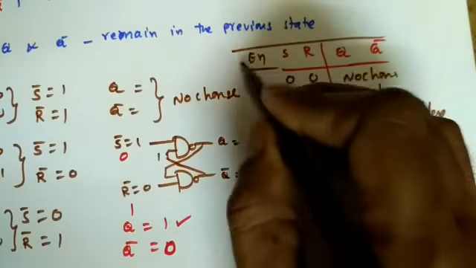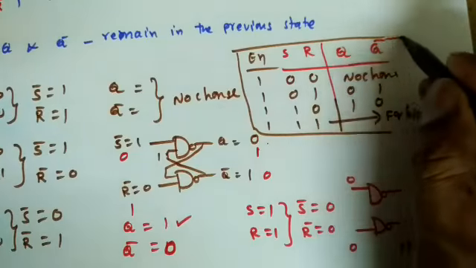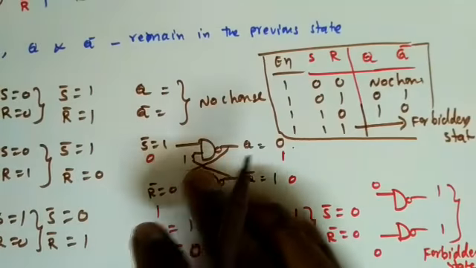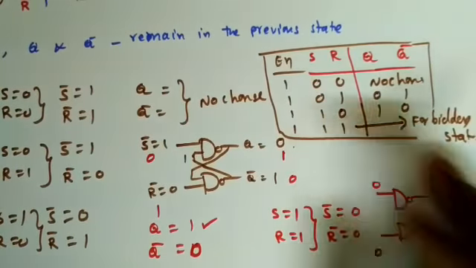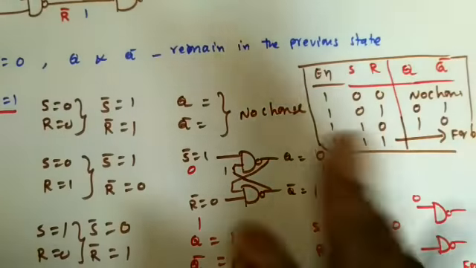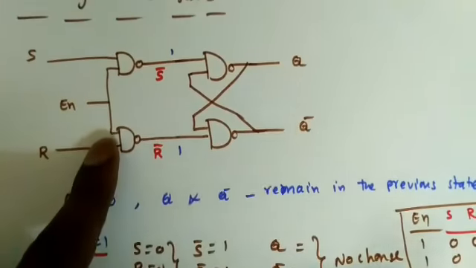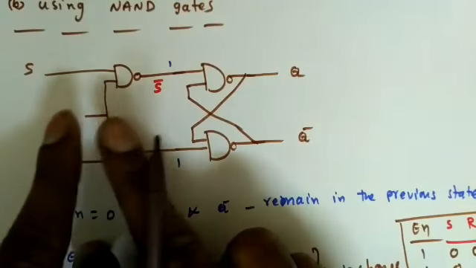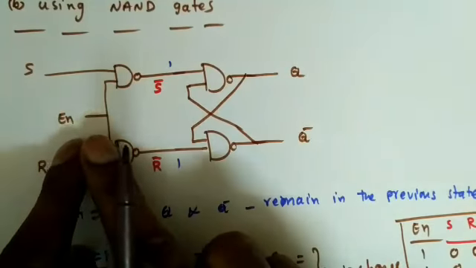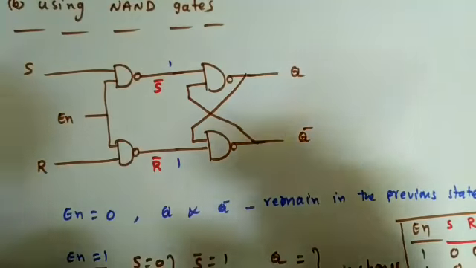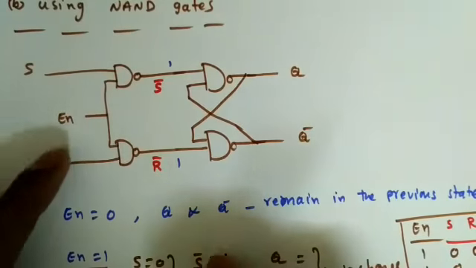Now this is the same truth table as the SR latch using NOR gates. Yes or no? So that is the reason that when we use this enable pin, the SR latch using NOR gates with control input and the SR latch using NAND gates with control input, you will get the same truth table. So that is the usefulness of this enable pin.